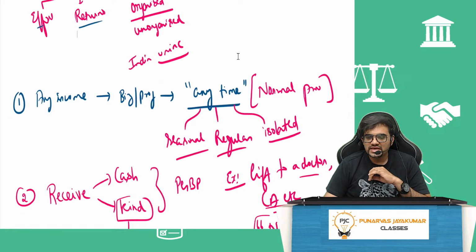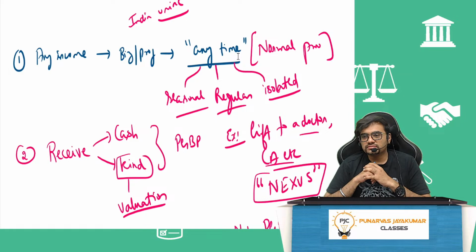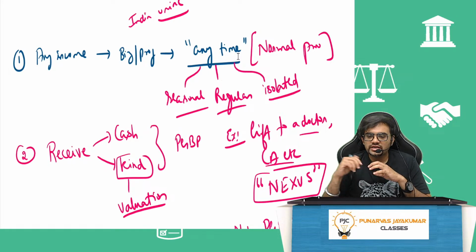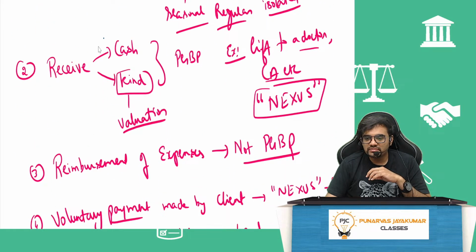Now, as discussed, any income will be business or profession. It can be seasonal, it can be regular, it can be isolated. Even one particular transaction can be business. And you have to receive some money. That receipt can be in cash or it can be in kind. Kind means it can be based on your valuation. If I receive a watch during the course of business, that is in kind.